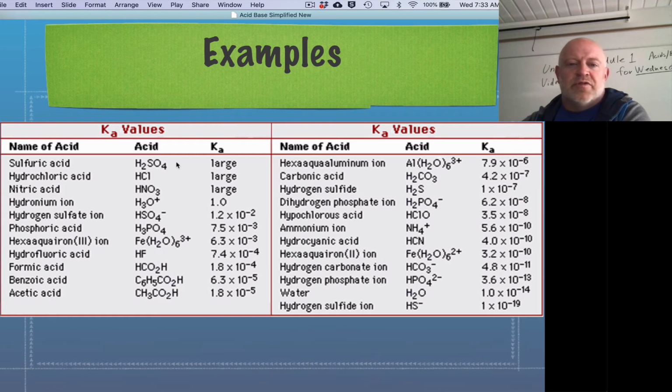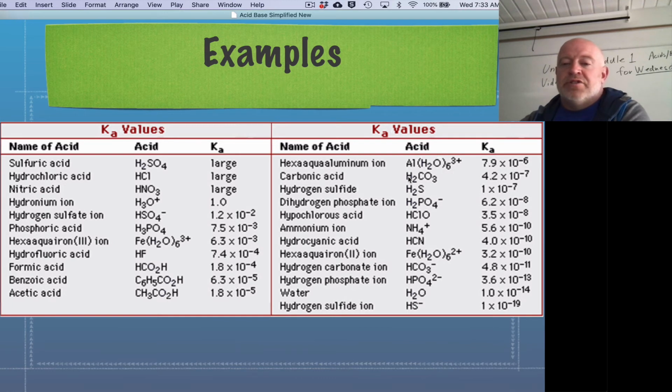Side note. Here we have sulfuric acid, H2SO4. Notice how that one is large. If we go down here and find the hydrogen sulfate ion, now this is the second ionization of our H2SO4, we see that it has a Ka of 1.2 times 10 to the negative 2. Still relatively strong, but not considered a strong acid at this point, okay?